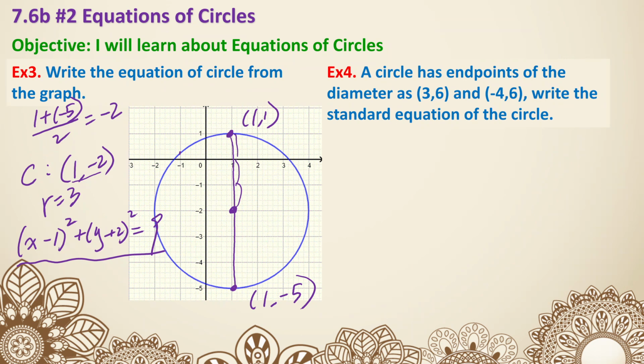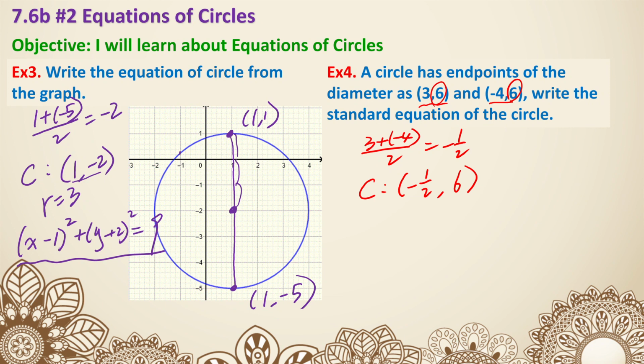But examples 4 through 6 are a bit different because this time the diameter points are chosen for you. So we have (3, 6) and (-4, 6). Going to add the x coordinates, 3 plus -4, then divided by 2. That's going to give you -1/2. As for the y coordinates, they're still the same, so the y coordinate would just be 6. So my center is going to be (-1/2, 6).